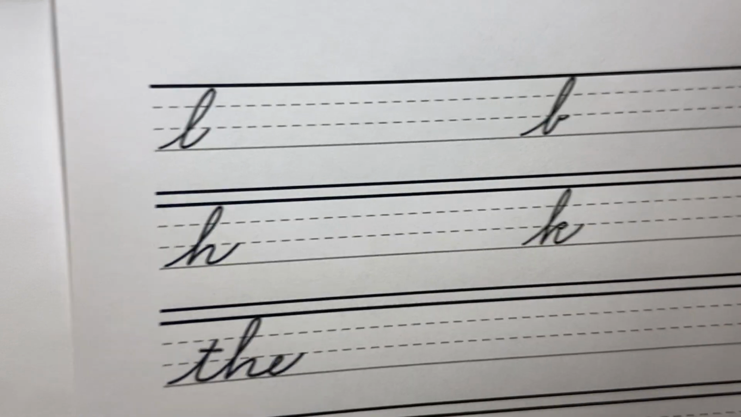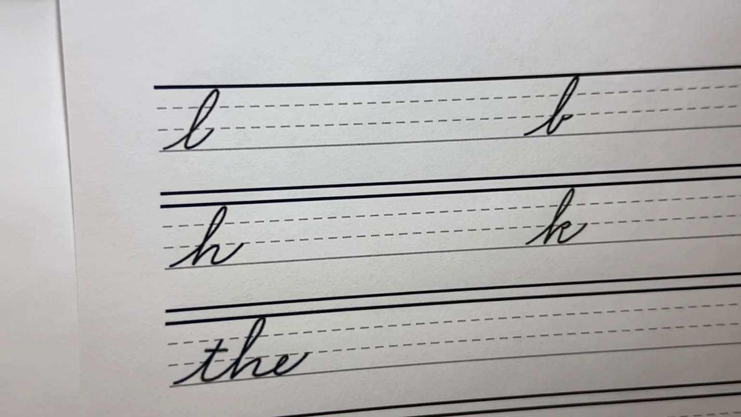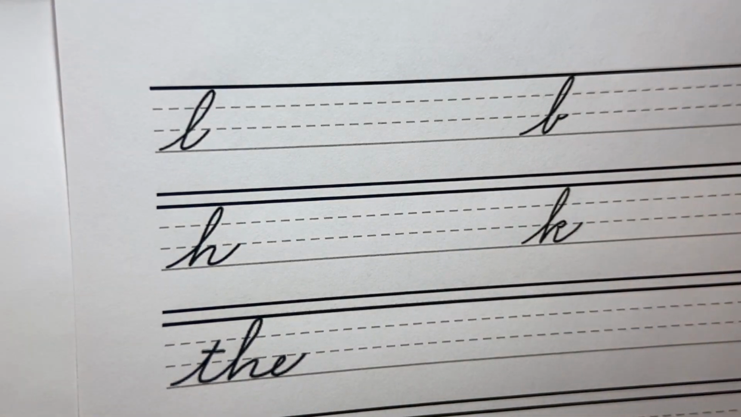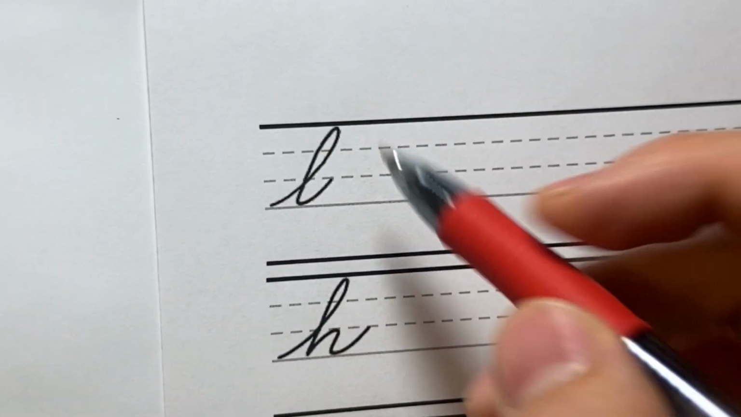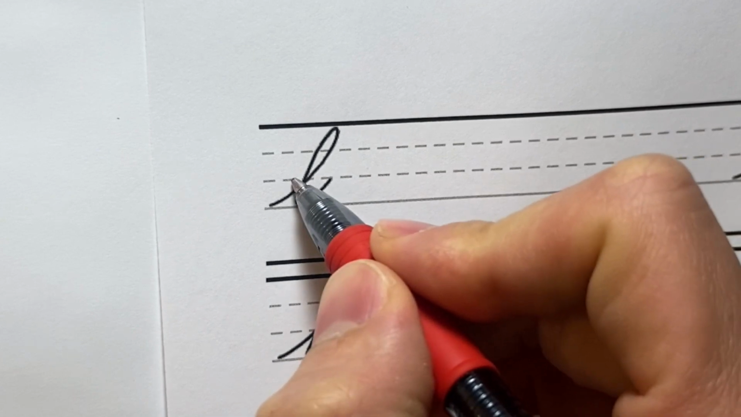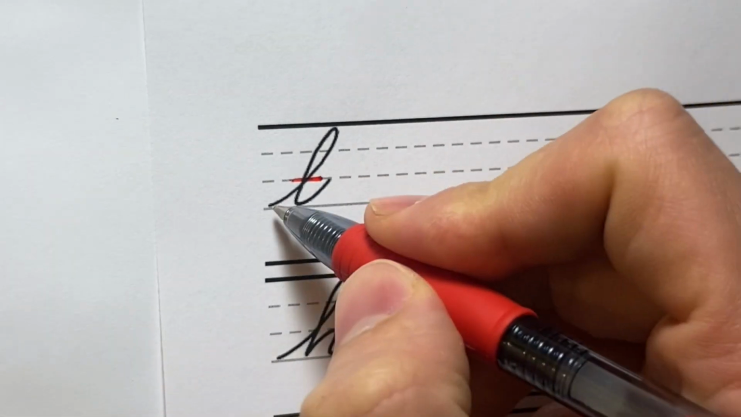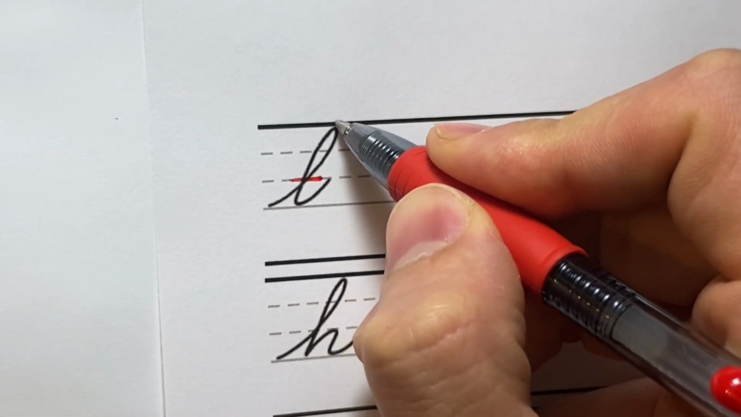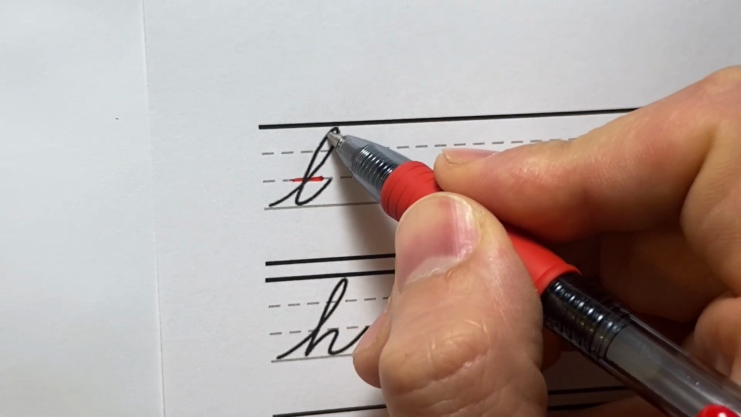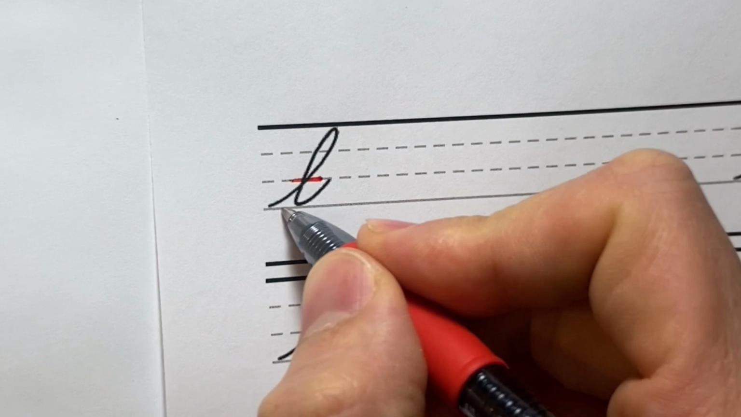All right, let's take a look at the next group of letters, which is the L, B, H, and K group. All of these letters have the common element of this ascending loop. We call it an ascending loop because it goes above the x-height all the way up to our ascender line. So it ascends above the x-height, up, and comes back down to the baseline.